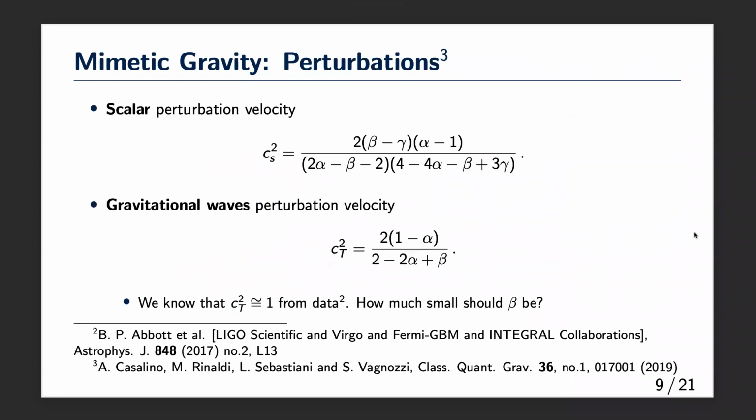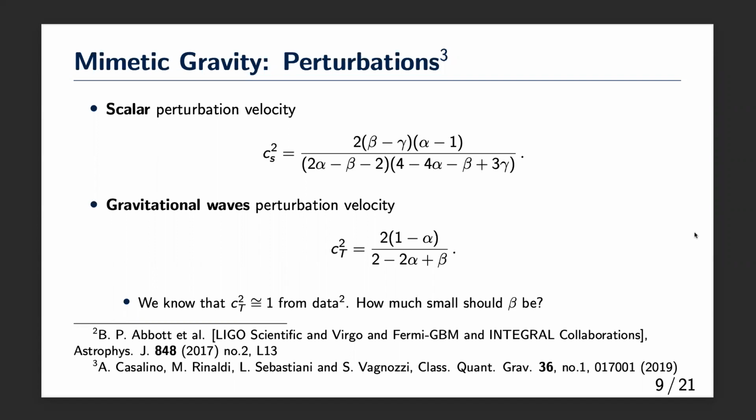But then we have the second step in our list, which is to look at the linear perturbations. Two quantities that we should check are the velocity of the scalar perturbations and the velocity of the gravitational waves. And for this, in particular, from LIGO Virgo experiments, this object is constrained to be equal to the speed of light up to some error.